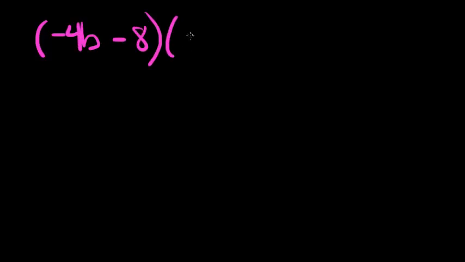Okay, so I'm going to give you one to try and see if you can do the middle term without writing the whole thing out. Forgot to give myself something to write on there. Okay, so I have negative 4b minus 8 times negative 4b minus 1. Okay, go ahead, see if you can figure this one out. Pause the video.